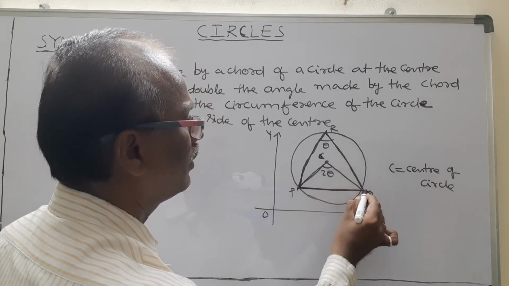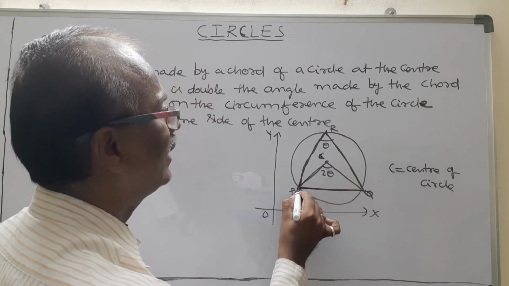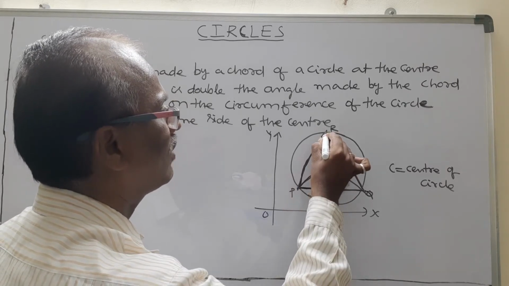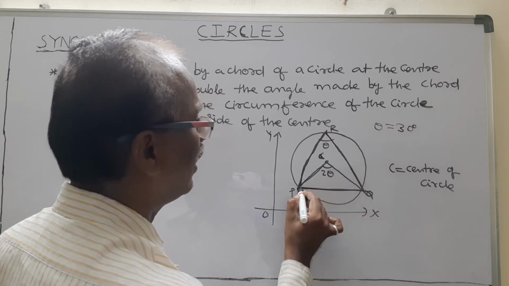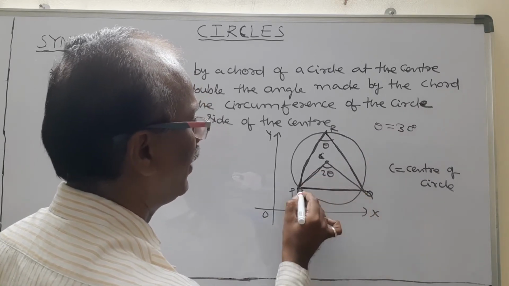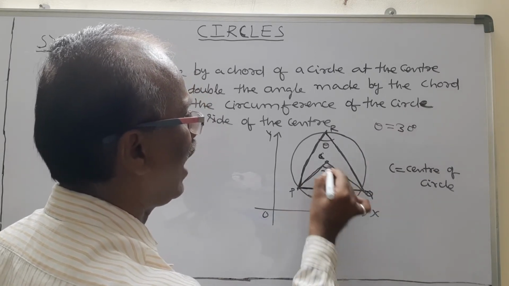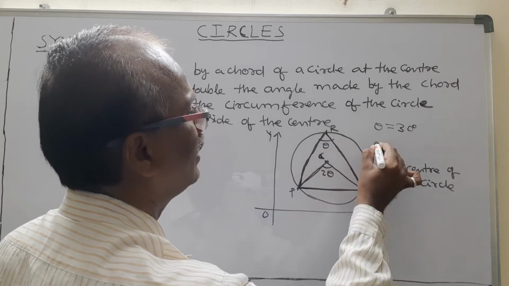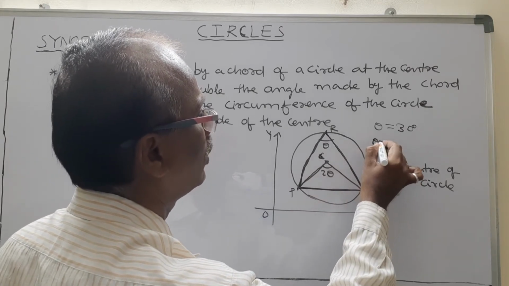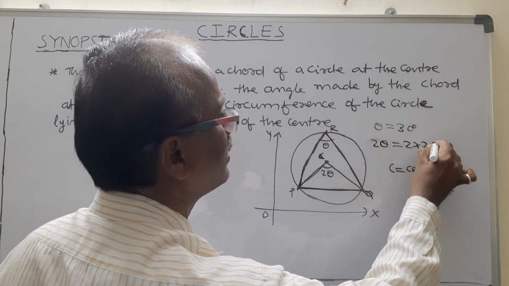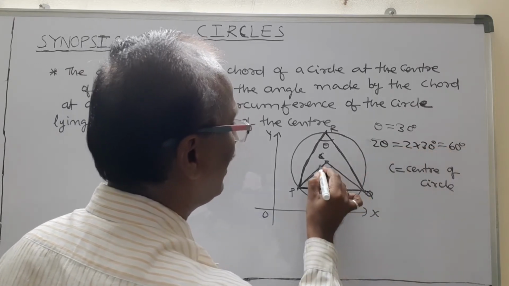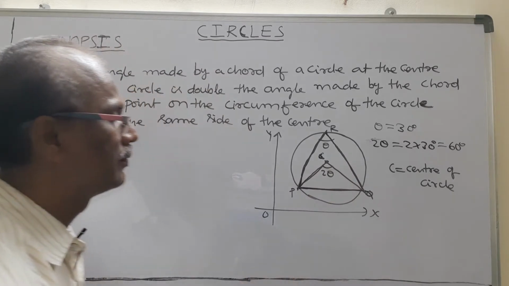If the chord makes an angle theta at the circumference of the circle of 30 degrees, then the angle at the center made by the chord PQ is 2 theta, which is 2 into 30 degrees, 60 degrees. This angle is 60 degrees.